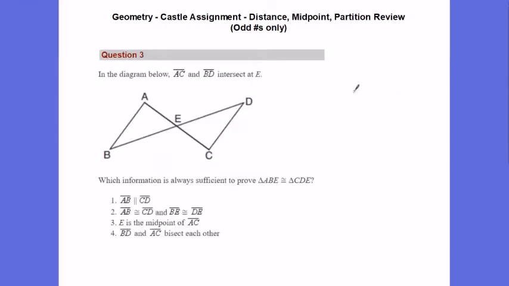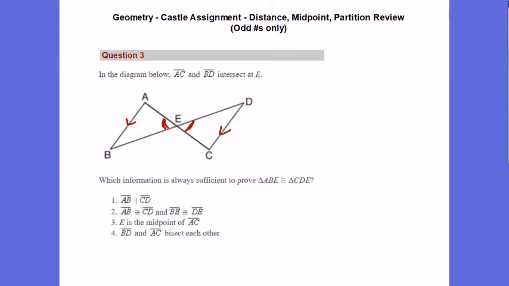Question 3, AC and BD intersect at E. Which information is always sufficient to prove that the two triangles are congruent? So we know that this angle here and this angle here are the same because they're vertical. Now, if we're told, or we figure out that AB and CD are parallel, would that be enough? Well, that means that we'd have alternate interior angles that are congruent, but that would only give us that three angles are the same, and angle, angle, angle is not one of our triangle congruency theorems.